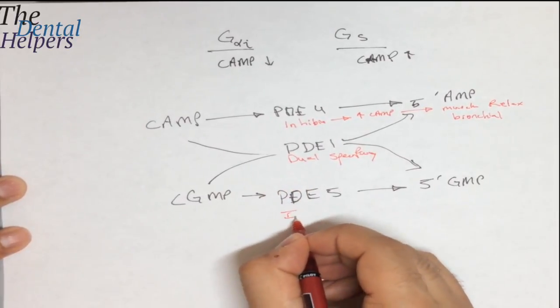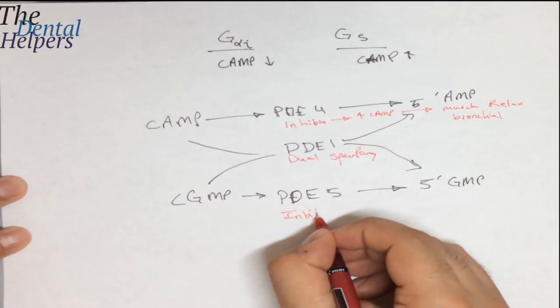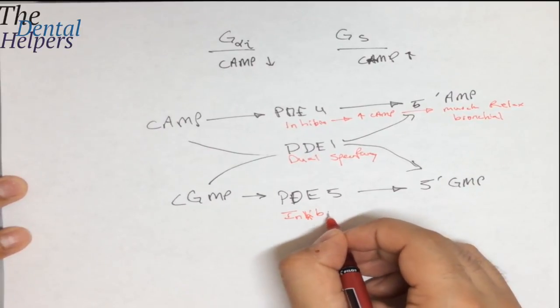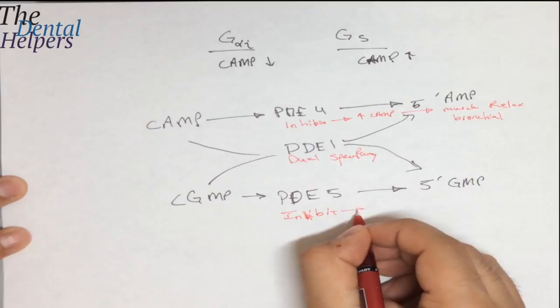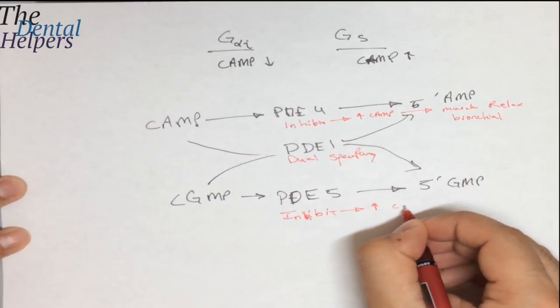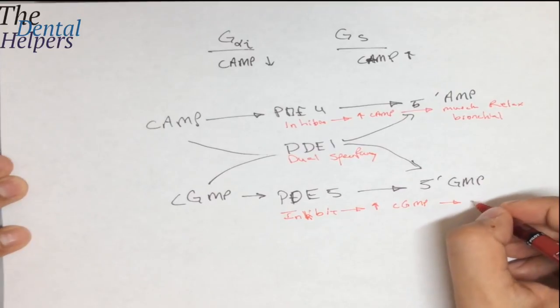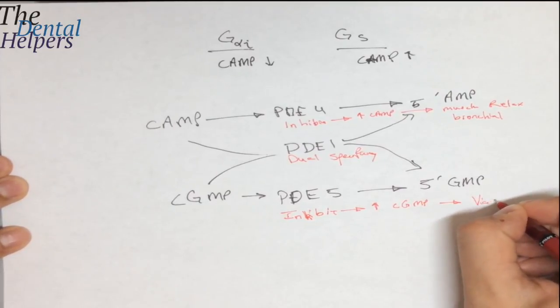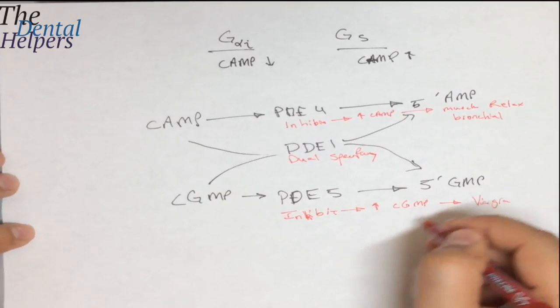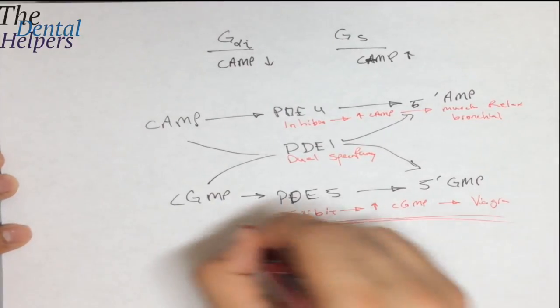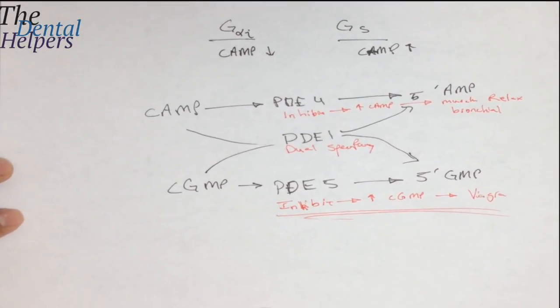As I said, PDE1 has a dual specificity. And if we inhibit phosphodiesterase 5, it's going to cause an increase in cGMP, which is basically what Viagra does. And so this would be the pharmaceutical grade Viagra.